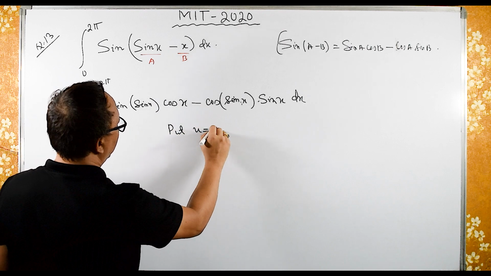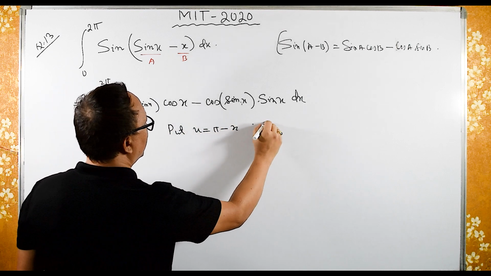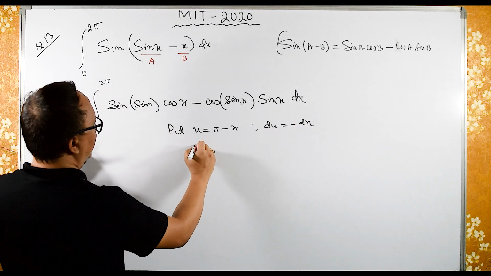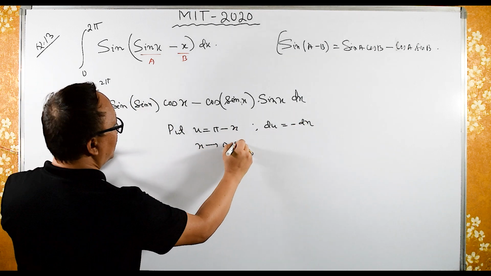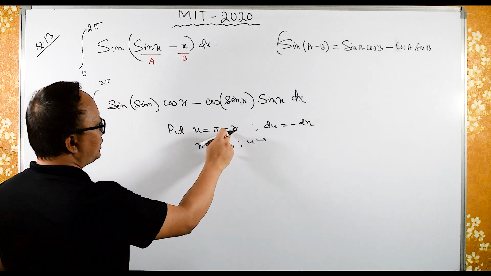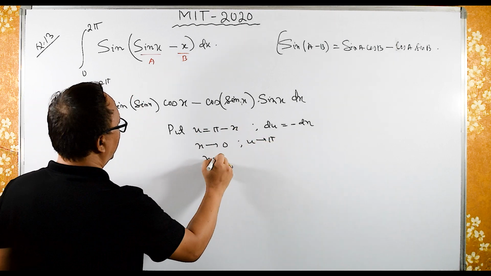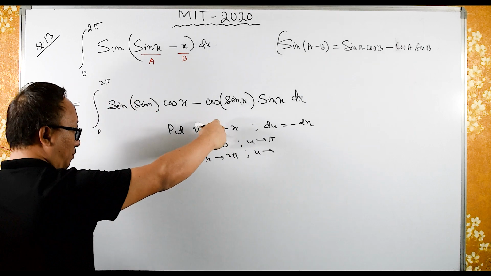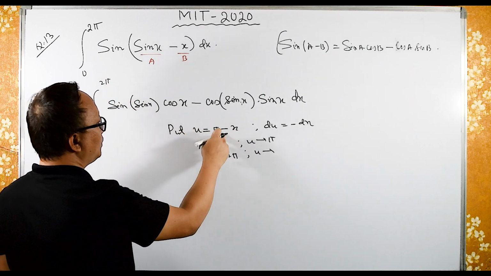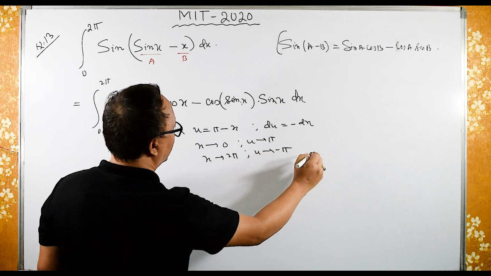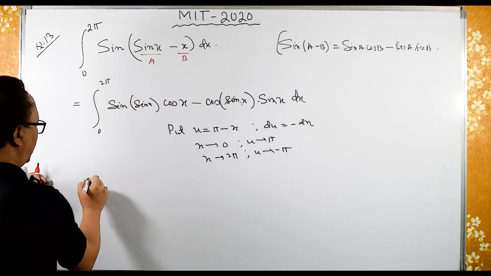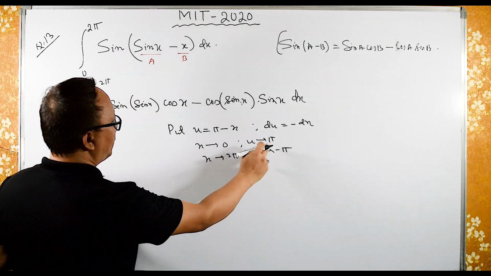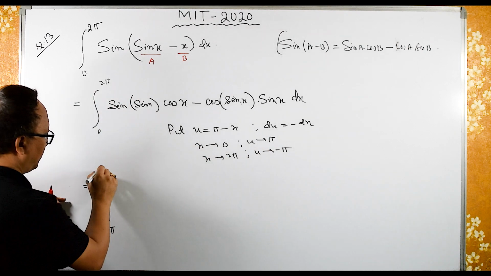Now let's substitute u equals pi minus x, then du equals minus dx. What about the limits? When x tends to 0, u tends to pi, and when x tends to 2 pi, u tends to minus pi. So this integral from 0 to 2 pi becomes pi to minus pi.